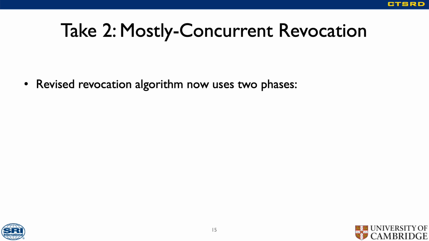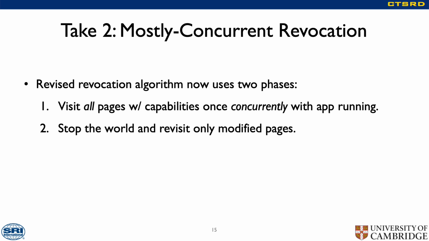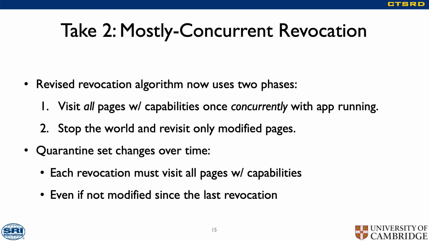The net result is that we can split revocation sweeps into two phases. In the first phase, we visit all capability-bearing pages concurrently with the application, being careful that any application's store of a capability to the page will cause us to revisit it later. In the second phase, we stop the world and visit all pages modified since their last visit. Because the set of memory in quarantine changes over time, revocation must visit all capability-bearing pages each time, regardless of modification.